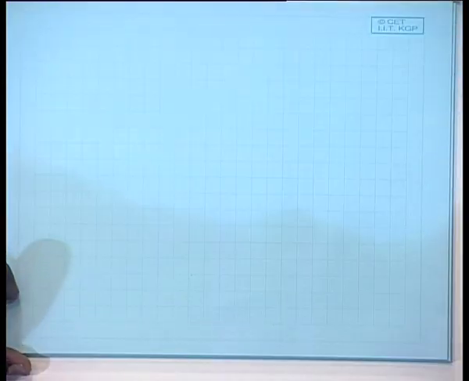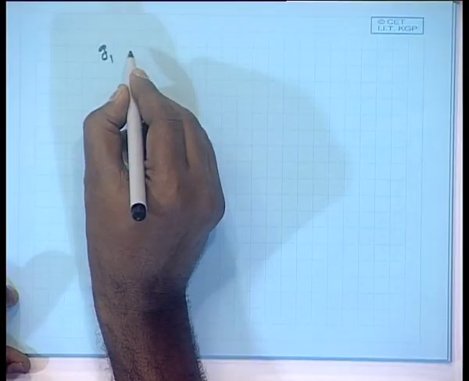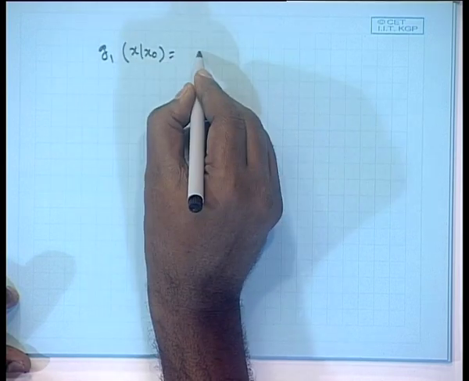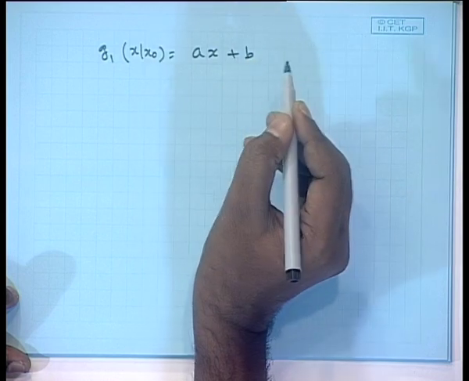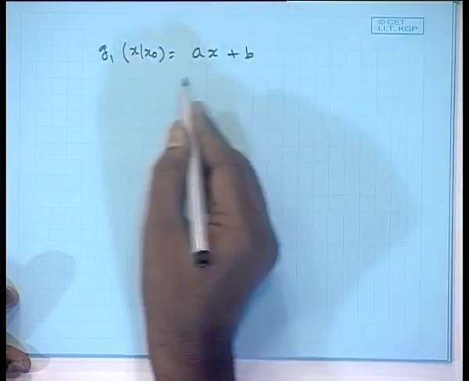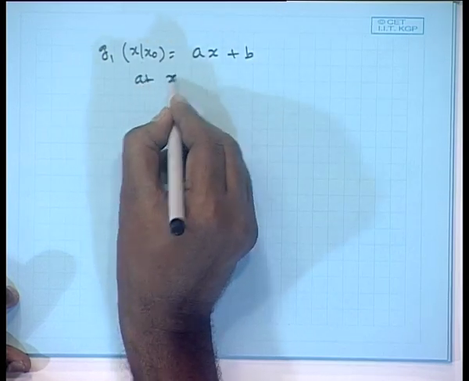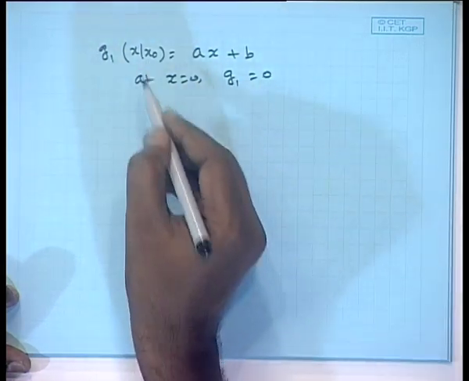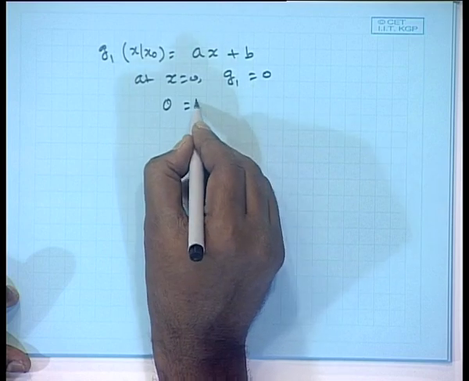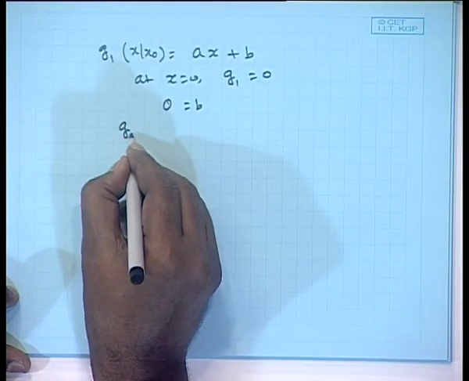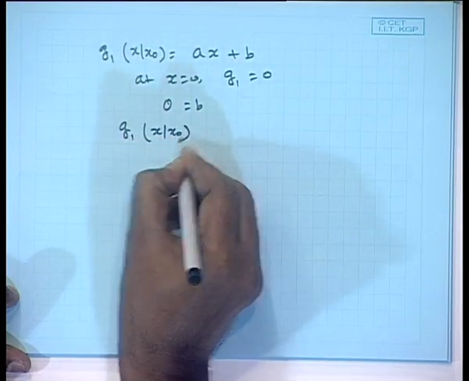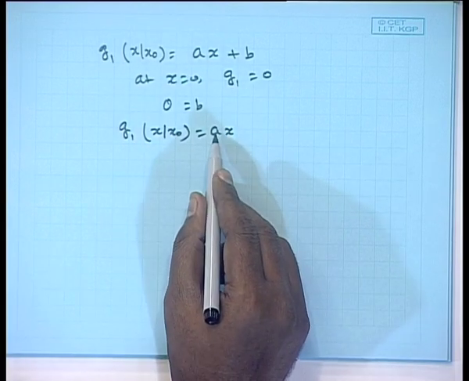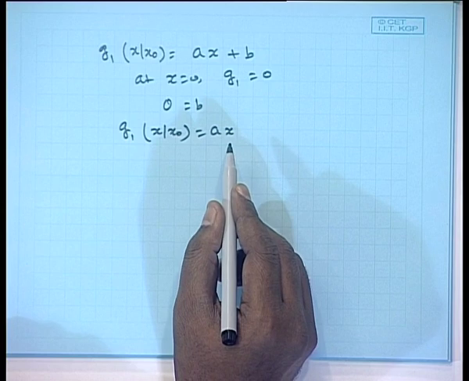Now, let us look into the solution. Your g1 will be nothing but, let us say, ax plus b, right, and at x equal to 0 your g1 will be equal to 0. So, put that: 0 is equal to b. So, b is equal to 0. So, g1 is nothing but ax, where the integration constant a is still unknown.